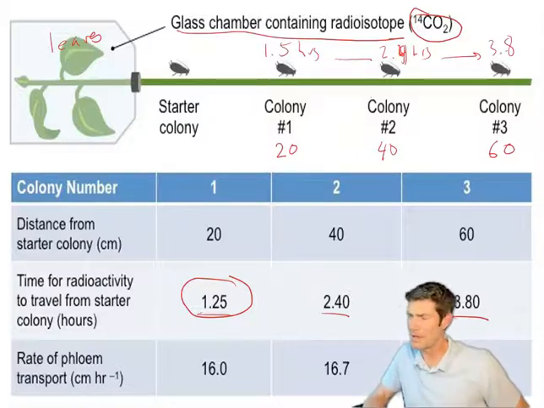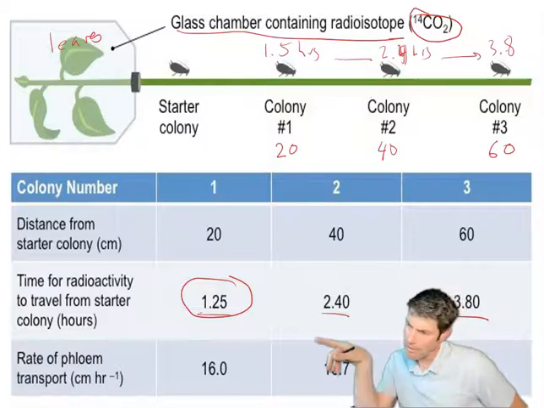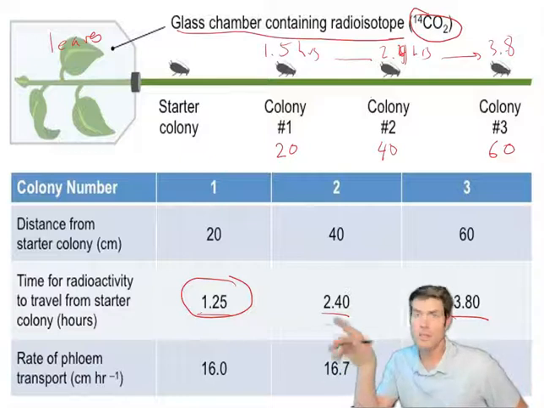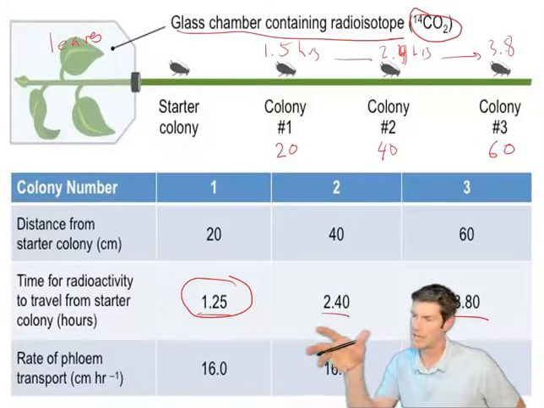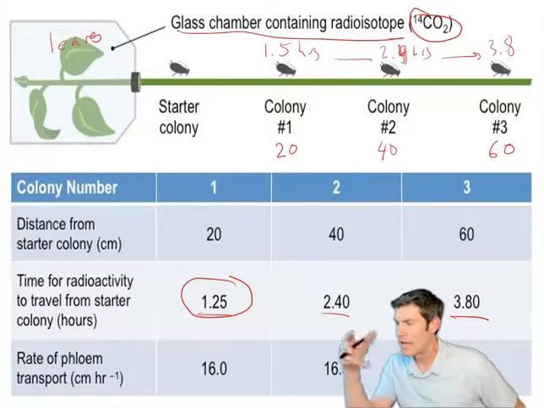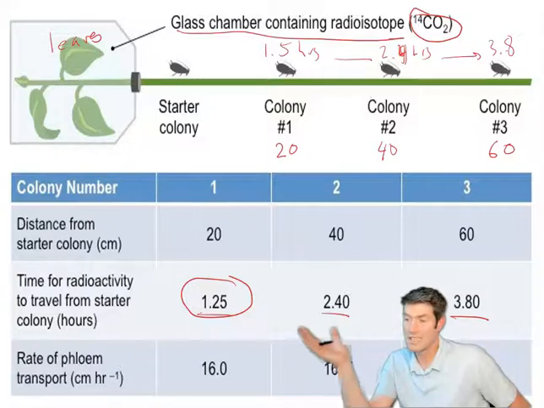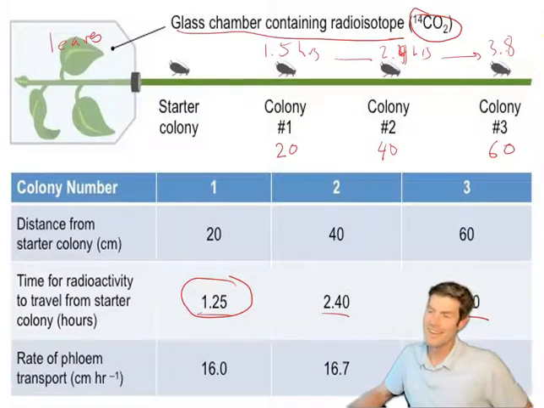So as you might imagine, it takes longer for the sucrose to be transported, but this gives a good idea of how long it takes plants to do this. And you see they calculated the rate, and it looks like the rate was about the same, about 16 centimeters an hour. Is that what you would expect? So good, that finishes 9.2.